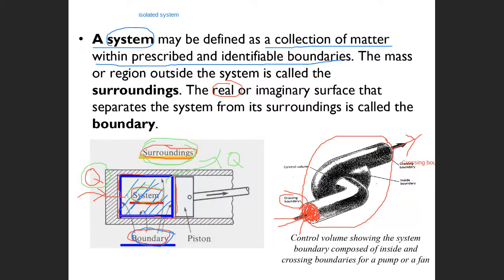There is an energy balance between the system and its surroundings. Also, the boundary can be real, and it can also be imaginary. For example, a crossing boundary is, in fact, an imaginary surface.